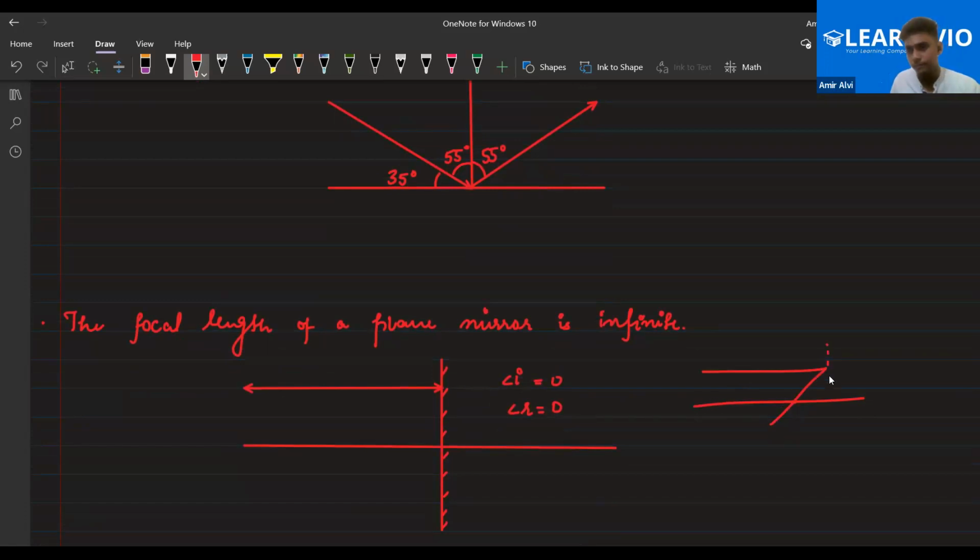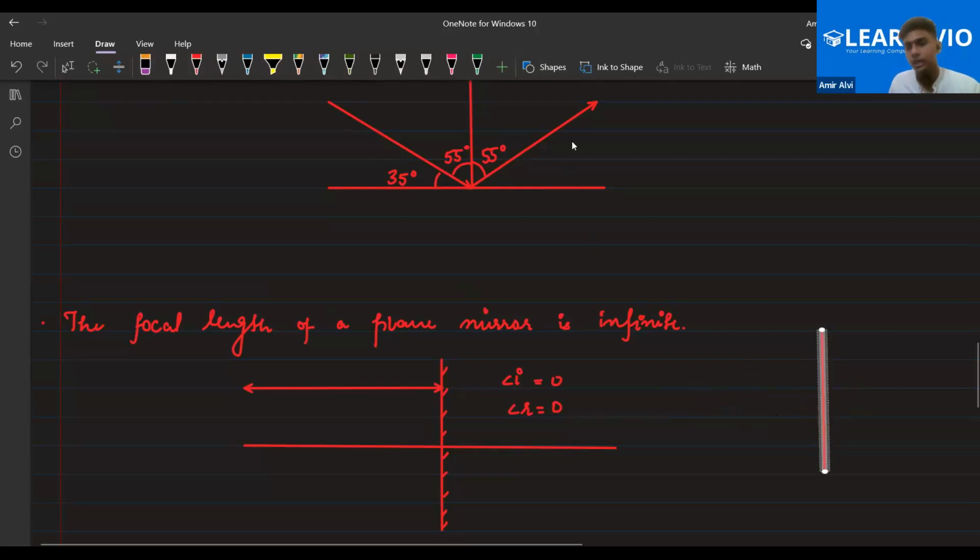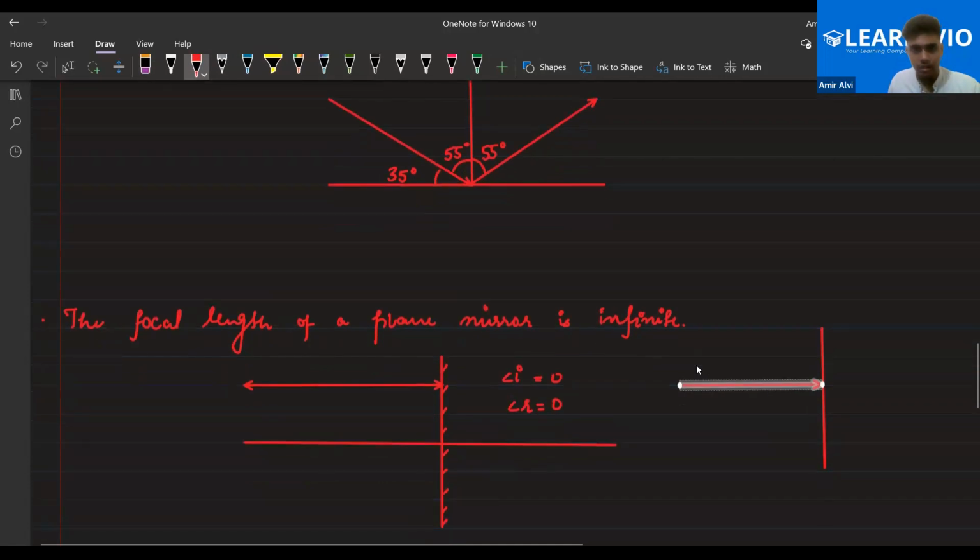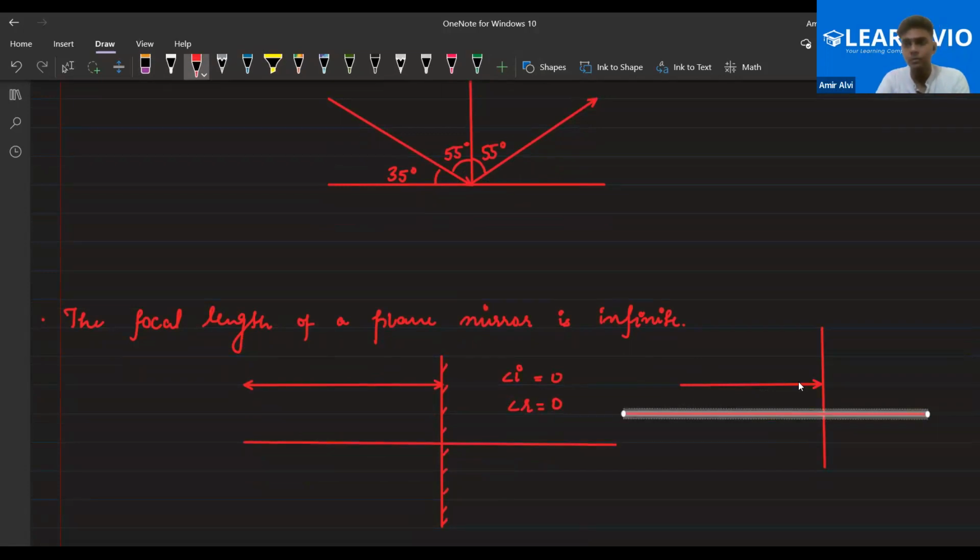So suppose that this is a plane mirror. If the light ray is going like this, it will reflect back along the same path. It will retrace its path. Yes or no, everyone? Right. So what will happen is, let's also draw the principal axis. Is there any intersection between the reflected ray and the principal axis, everyone?